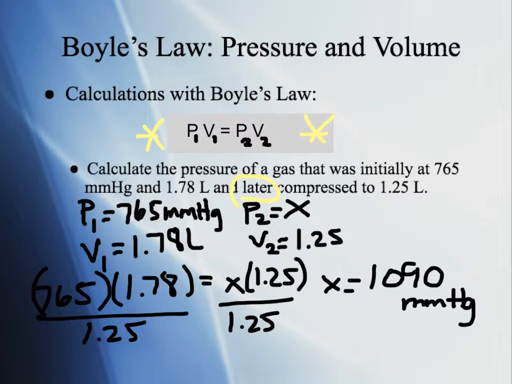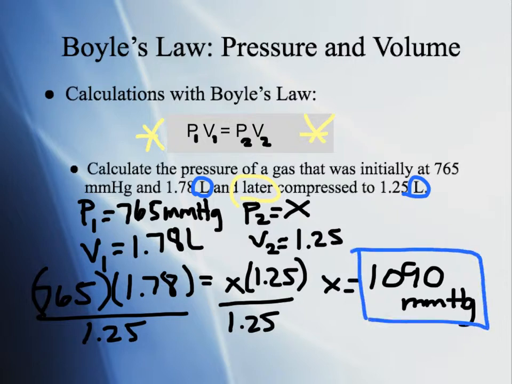All right, and so let's just double check ourselves to see if this answer makes sense. In fact, it's super easy to do, so always get in the habit of doing it. Now, we see that in this problem, volume decreases. This is L, liters, which is volume, so volume decreases, so that means pressure should increase. That is exactly what we saw. Our initial pressure was 765, and our final pressure is 1090, which is definitely greater than what we started with.